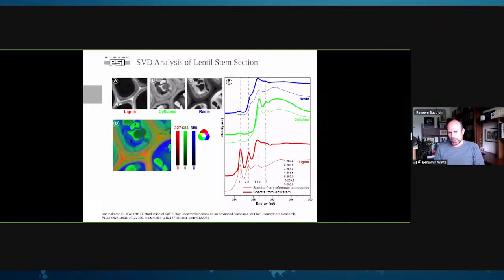So looking at a biopolymer example, we have here an SVD analysis of a lentil stem section. And here we have measurements at particular energies for lignin, cellulose, and resin. And we can see that at those energies, those particular materials light up brighter than the others. And then when we do our composition maps, we can make a sort of a 3-color map, and we can see from the color what the percentage composition is of each part. So we can see the lignin tends to be forming here between the cells, and then we have the cellulose lining the cell walls, and then the resin tends to fill in between.